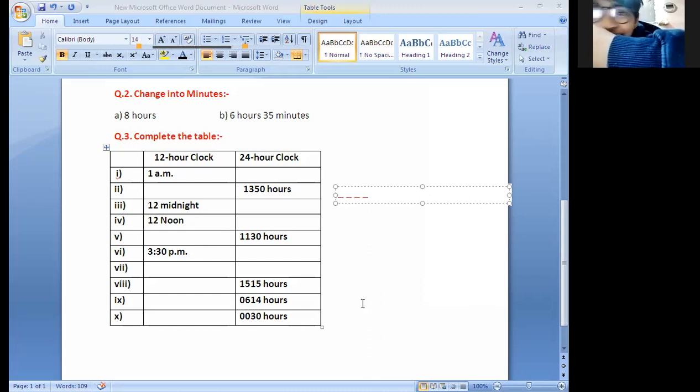Yes, Advitya. 1 a.m. In the hours place 0 and then 1. So now it is clear that we are going to fill the first 2 places for the hours: 0 and then 1. And in the minutes place we are going to put 0, 0 because there is no minute, so that's why we are going to put double zeros over here.